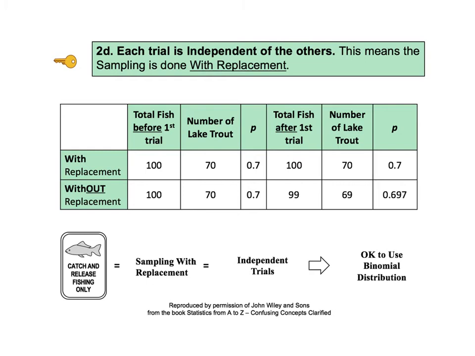Sampling a population or process that is infinite is also considered to be sampling with replacement. An ongoing process, like continuing to flip coins, can be considered infinite. The probability p does not change.